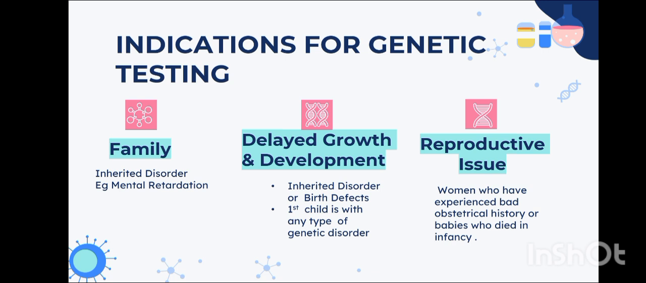So third is reproductive issue. If a woman has any bad experience of abortion or any type of obstetric history, such as a baby that dies after birth, or any type of genetic disorder which has a bad history for that woman, she can also do genetic testing. So these are some indications of genetic testing.